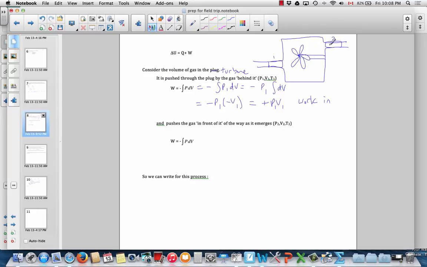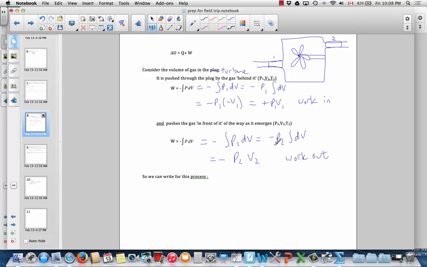At the same time, this gas is pushing this one out of the way. This is going to be work out. This process happens at pressure 2, and the change in volume is just V2, and it's positive. This is actually moving this out of the way and making more space for itself. So there's an increase in volume for this gas, and therefore that is work out.